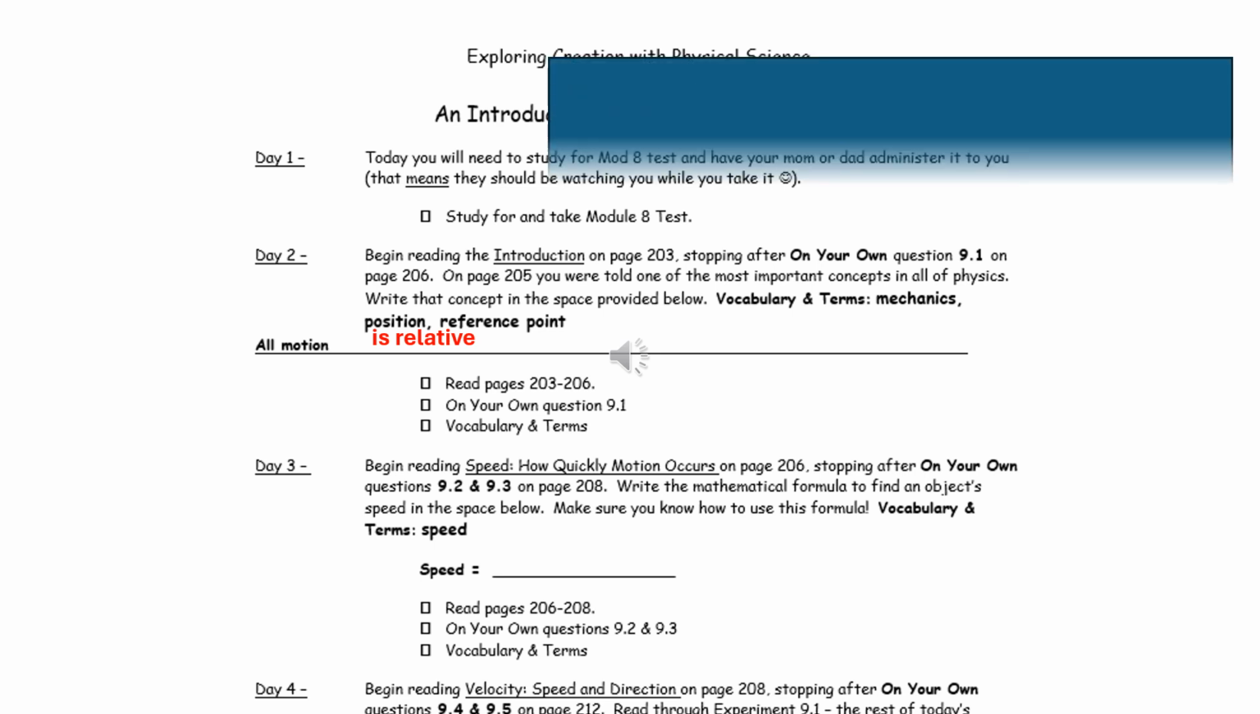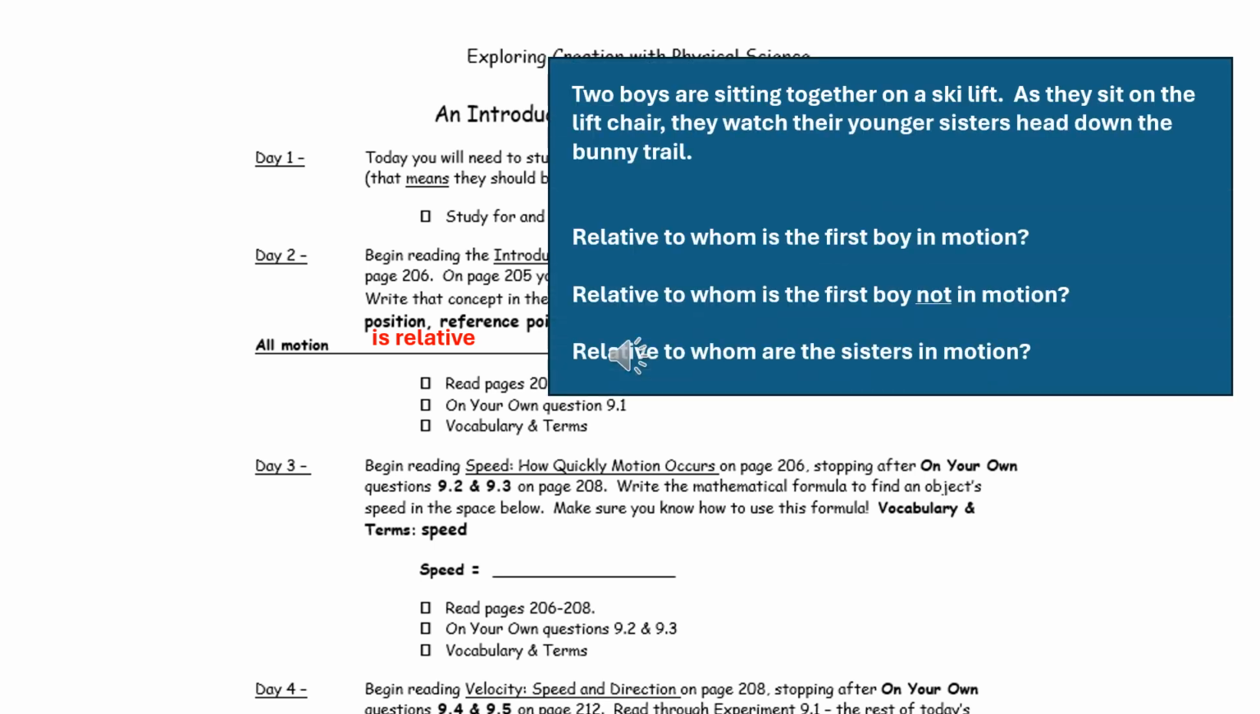I'm going to put up a sample problem on the screen, and we're going to read it and see if we can answer the questions. So it says, two boys are sitting together on a ski lift. As they sit on the lift chair, they watch their younger sisters head down the bunny trail. And so 3 questions are there. Relative to whom is the first boy in motion? Relative to whom is the first boy not in motion? And relative to whom are the sisters in motion?